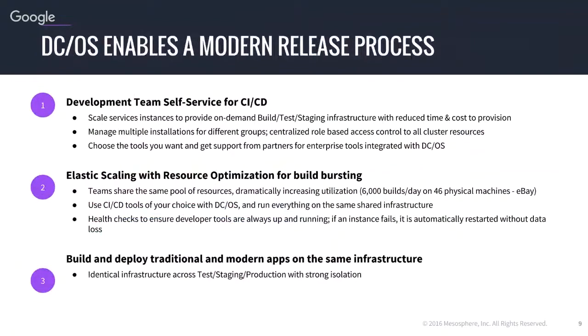Fundamentally there are three problems that we want to solve. One is to make sure that every development team is self-serviced for CI/CD, and that's what the platform enables. You can scale your service instances on demand, regardless of the environment. You get the ability to also do elastic scaling of your instances, as well as resource optimization at the same time. And the nice thing also is it allows you to run both traditional and modern apps on the same infrastructure. And that's important.